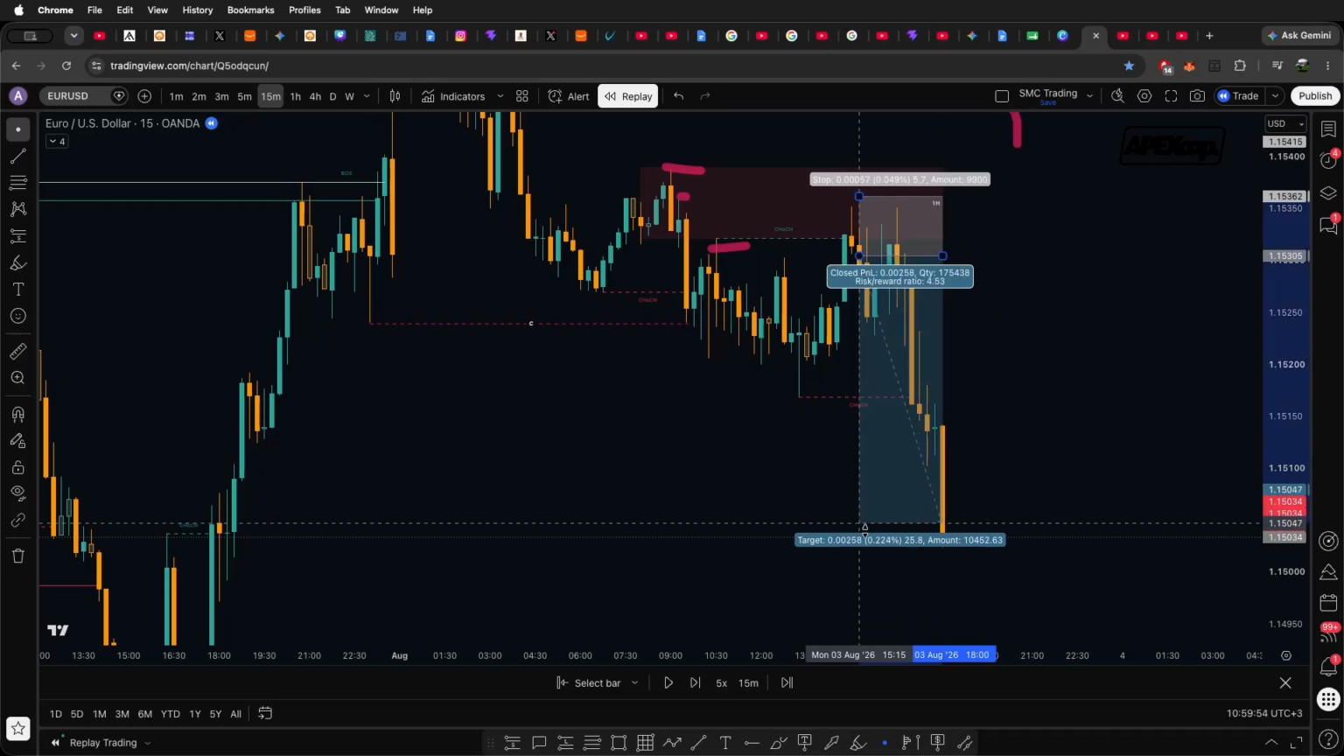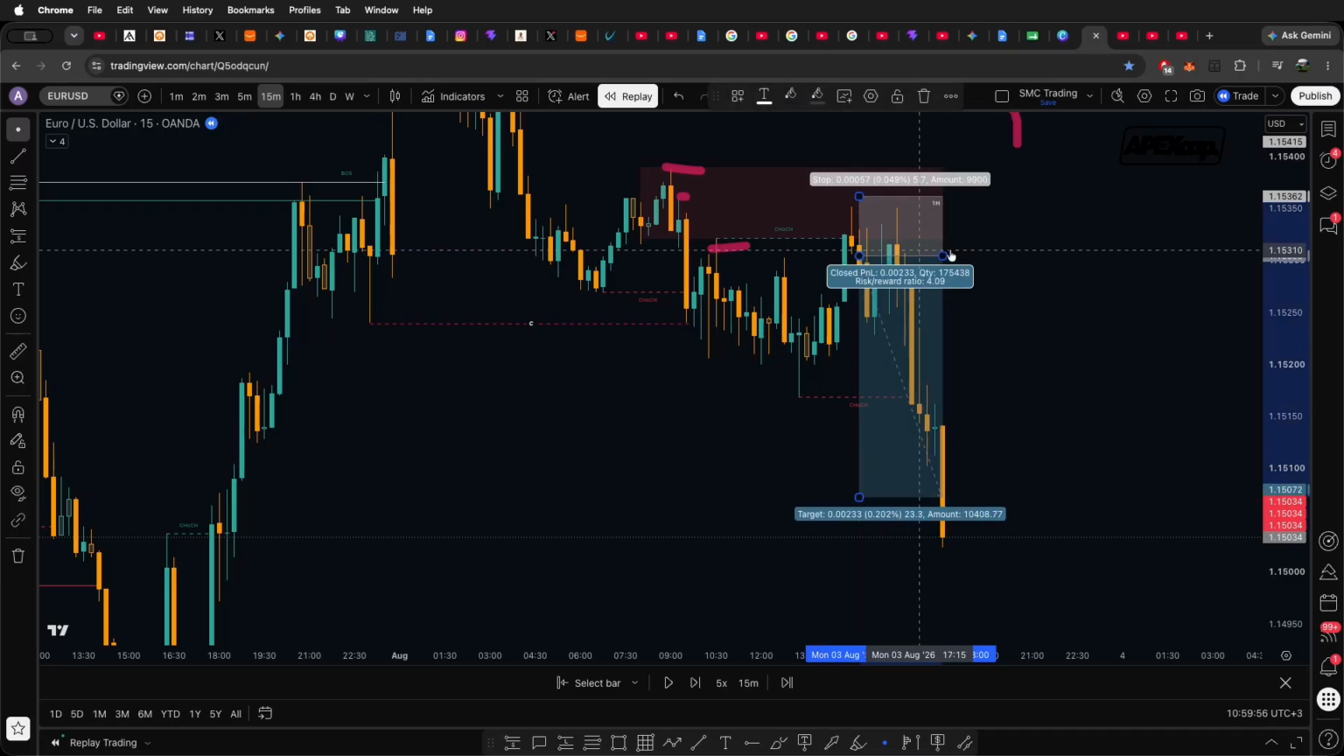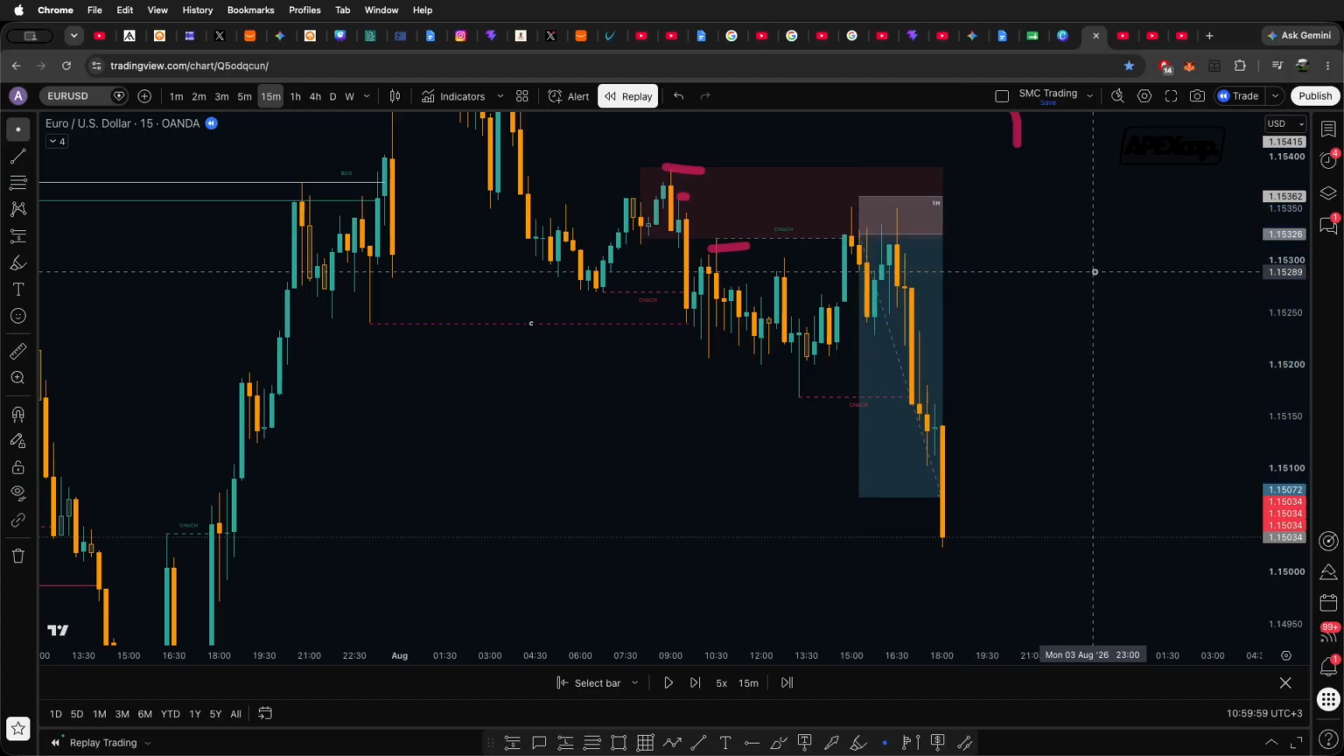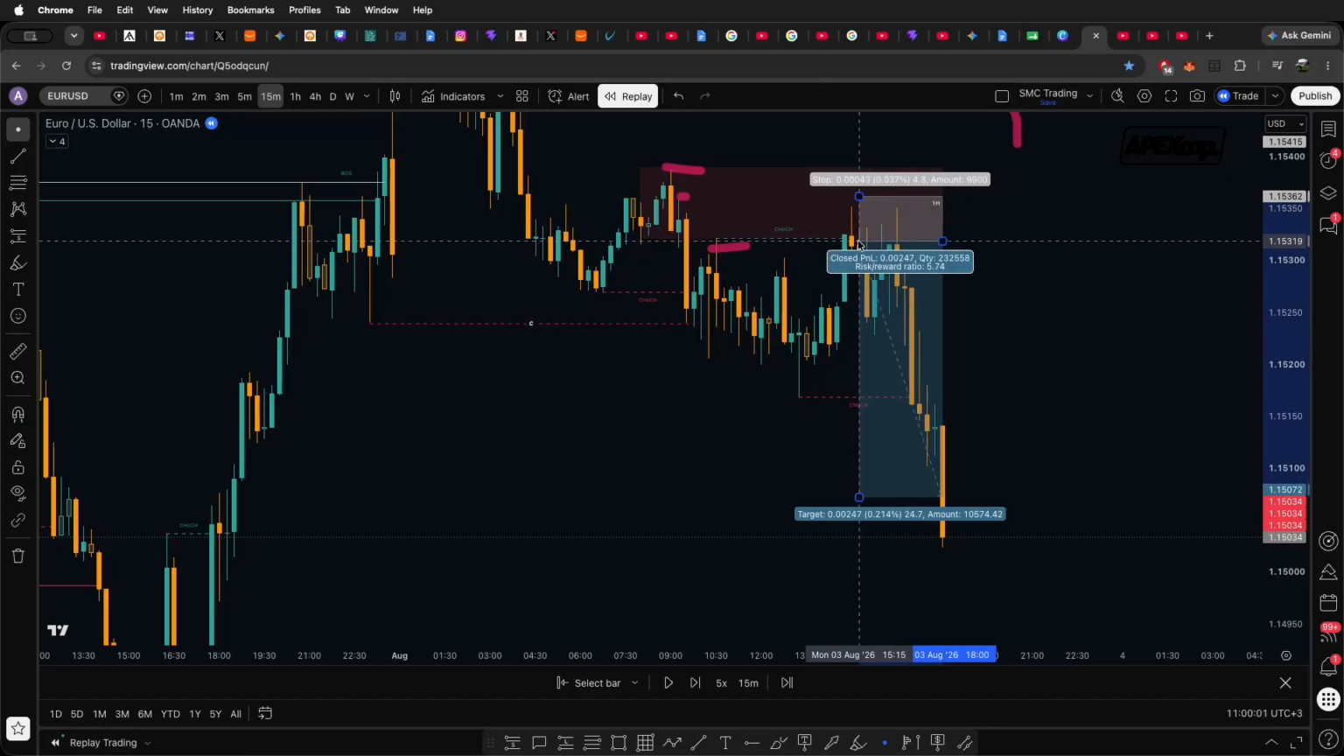So on my lower time frames, I'll be targeting a 1:5, 1:6 with a very tight stop loss and a sniper entry somewhere around there.